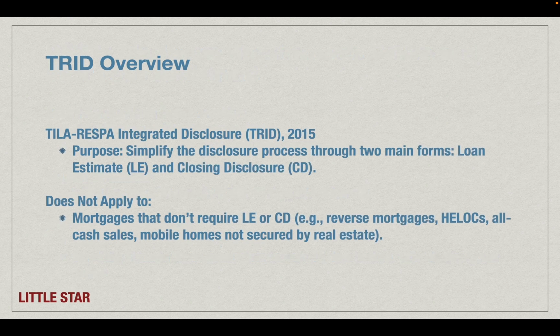TRID, or the TILA-RESPA Integrated Disclosure Rule, came into effect in 2015 to make the disclosure process simpler for borrowers. It does this by combining key documents into 2 main forms, the loan estimate, LE, and the closing disclosure, CD. However, it doesn't apply to all mortgages. For example, reverse mortgages, HELOCs, all-cash sales, and mobile homes that aren't secured by real estate aren't covered by TRID.